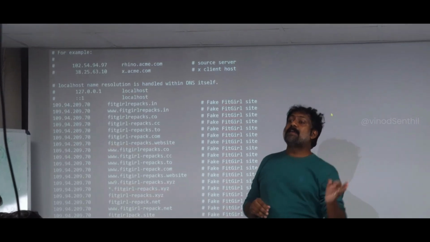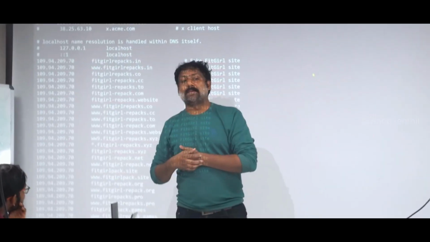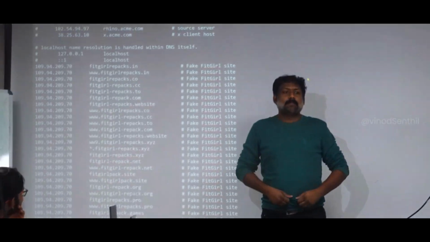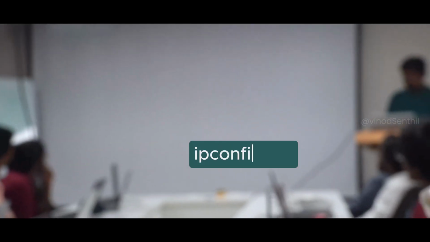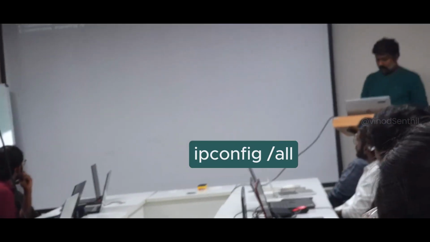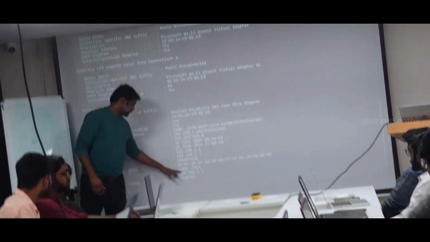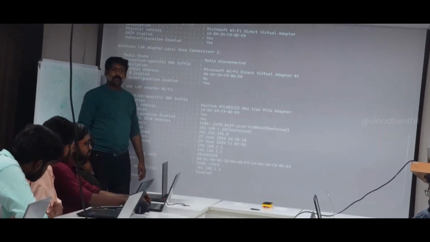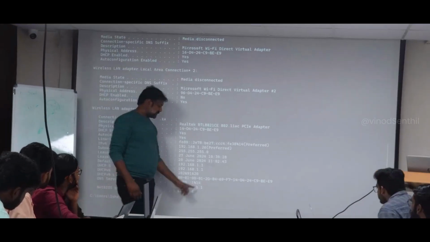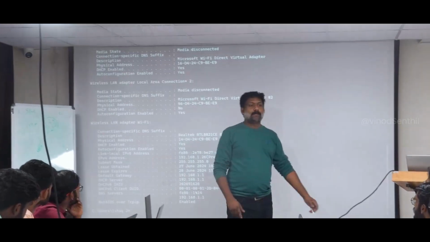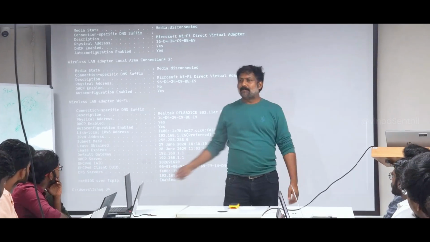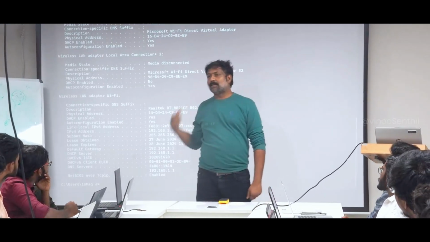It does a primary and secondary DNS query. Where do we see that? Look here, I say ipconfig /all. See here, DNS servers. This one. Right? If you notice 192.168.1.19, that is the router you're connected to, the wireless router, and that is its IP.